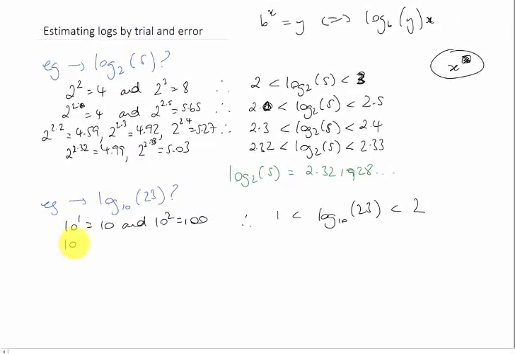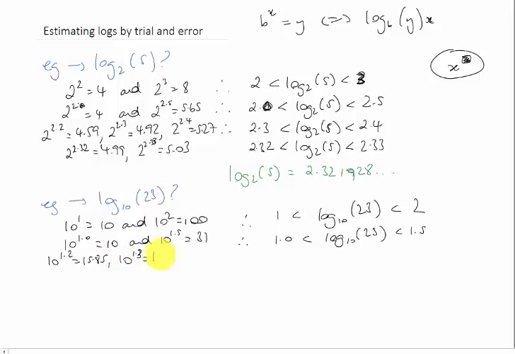So you know that 10 to the power 1.0 is 10, and 10 to the power 1.5, my calculator tells me, is 31. Good. So the log in base 10 of 23 is in between 1.0 and 1.5. And just the same as before, I'm going to try out a few more. So 10 to the power 1.2 is 15.85. These are all rounded numbers. 10 to the power 1.3 is 19.95. So we're not going to need this one now, are we?